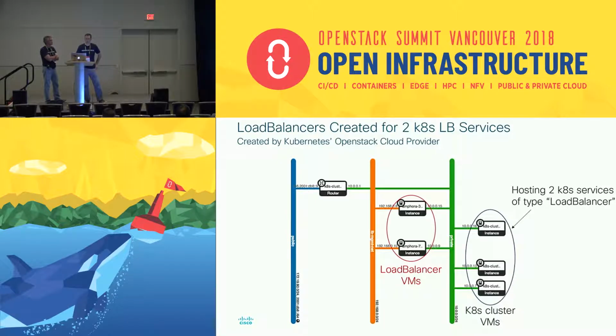So this is just a generic view of two Kubernetes load balancer type services. And this is the Neutron topology view from Horizon. On the right, you see there's several VMs that implement a Kubernetes cluster, and they have an OpenStack cloud provider, and that cloud provider has created 2 Octavia load balancers, and that's what these Amphora VMs in the middle are. Those are individual load balancer instances for services that have been created by Kubernetes.